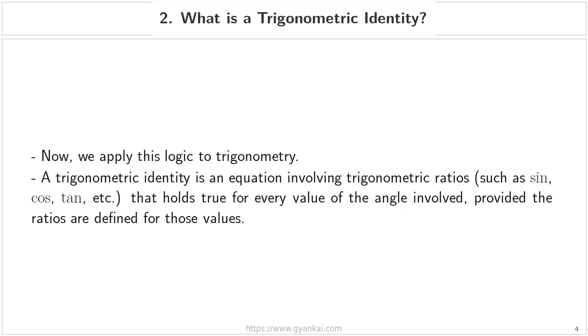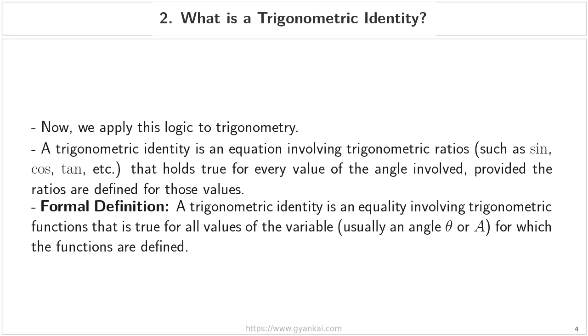A trigonometric identity is simply an equation that involves trigonometric ratios, such as sine, cosine, or tangent, which holds true for every single value of the angle involved, as long as those specific ratios are actually defined for those values. To be more precise, let's look at the formal definition. A trigonometric identity is an equality involving trigonometric functions that is true for all values of the variable, which we usually represent as theta or the letter A, for which the functions are defined.